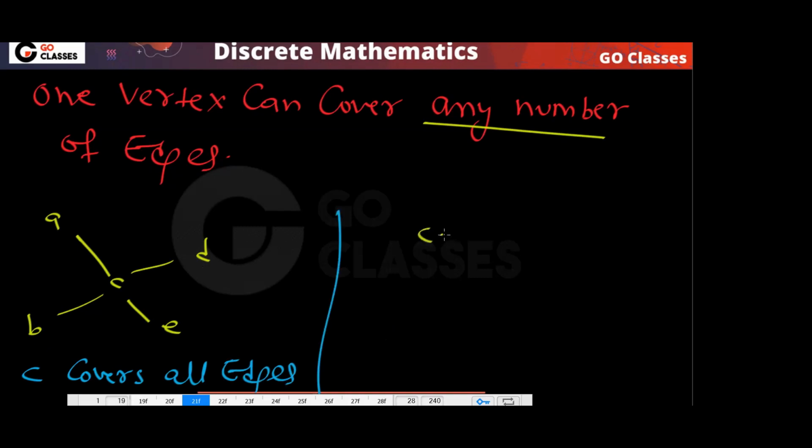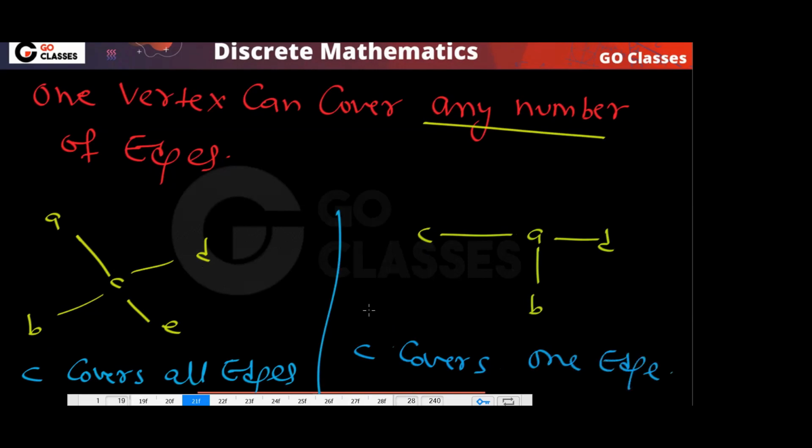And here you can notice this C, A, B, D. Here this C is covering how many edges? C covers only one edge. Here C covers only one edge. Okay.